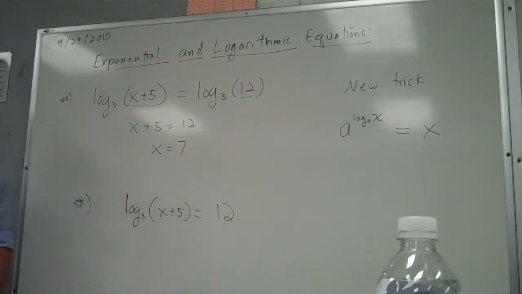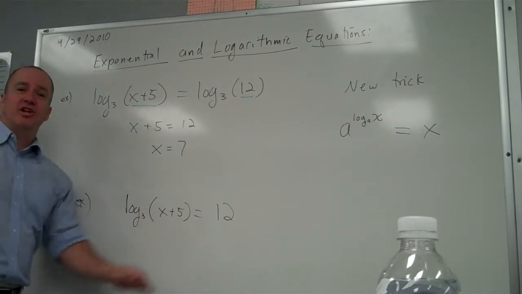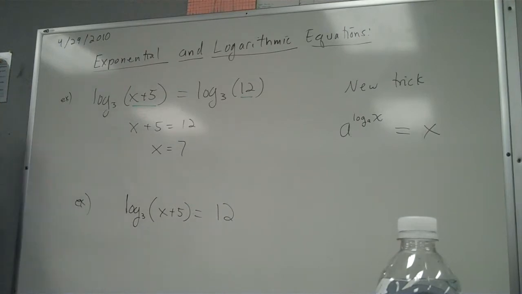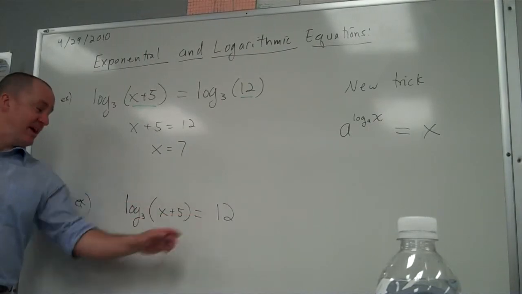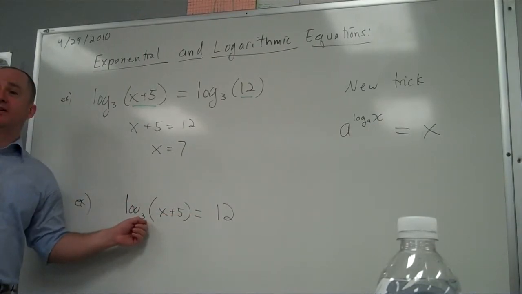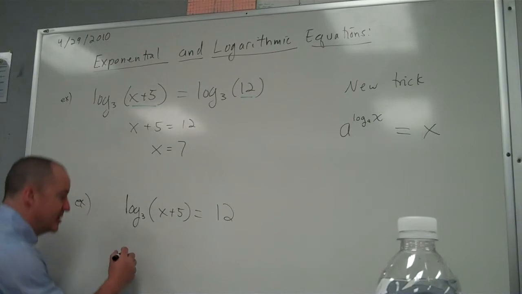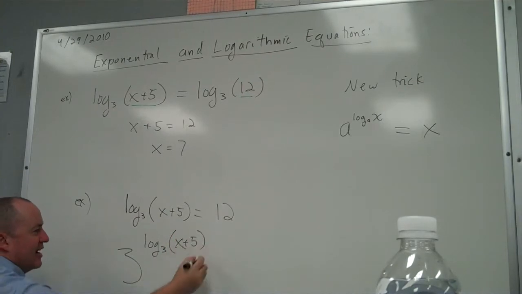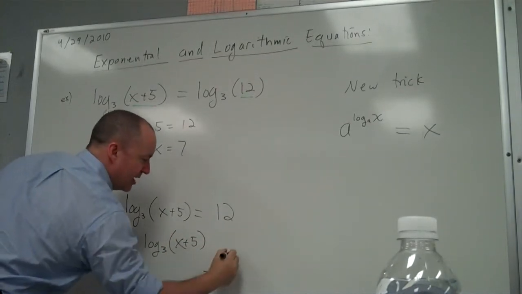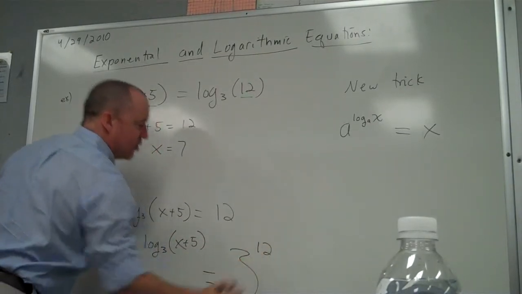This number is too big for this problem, so here's what I can do. I'm going to take both sides of this equation and make them exponents with the same base, and that base is going to be 3, because that's the base of my logarithm. So this is going to be 3 raised to the log base 3 of x plus 5 equals 3 to the 12th power.